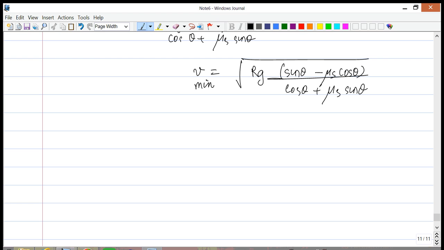Now here's a very quick check. If the value of mu s is 0, which means the road is frictionless, then we end up getting rg times tangent of theta, which is the value from the previous problem. So this tells us that the expression is correct and makes sense. Simple calculation, and that is it.